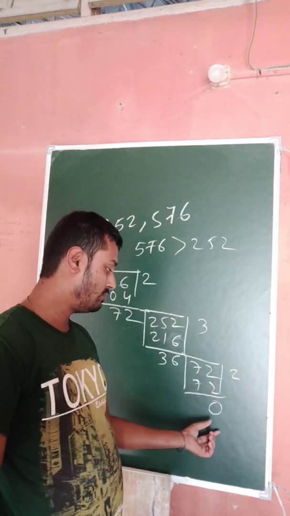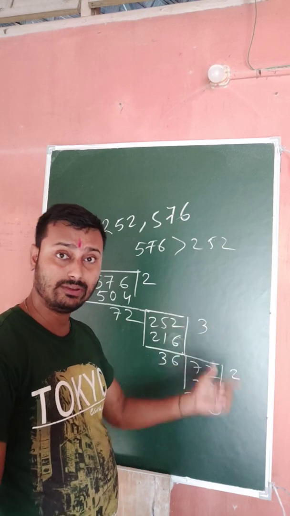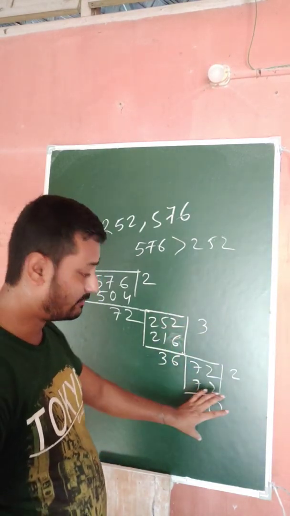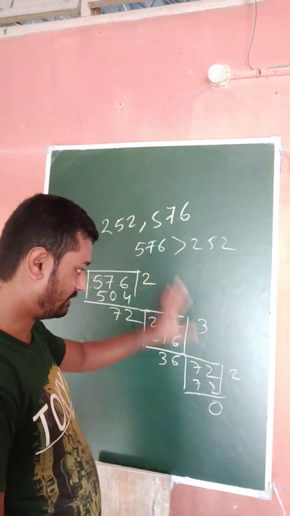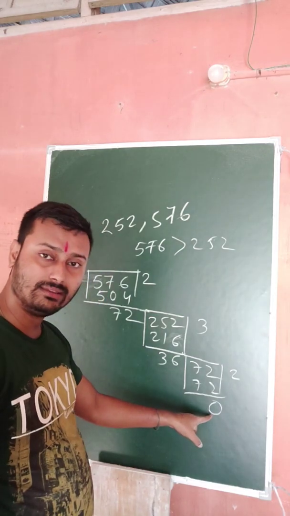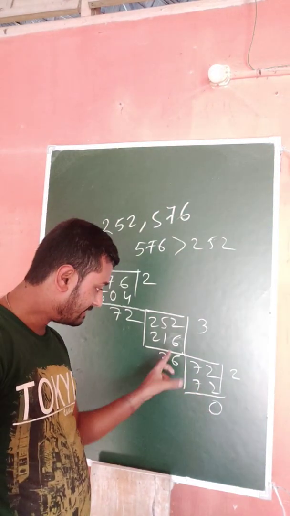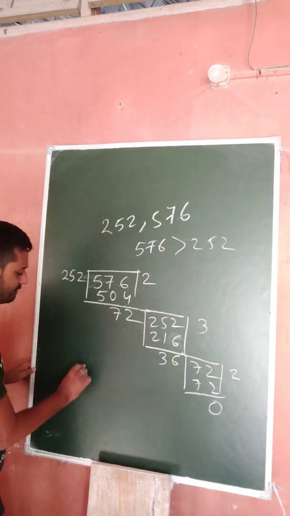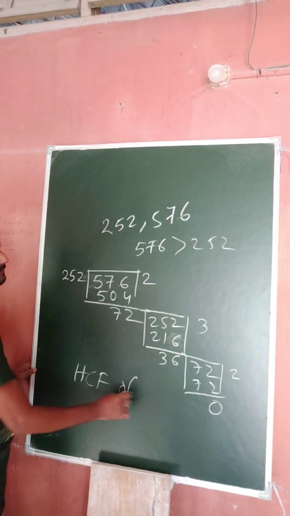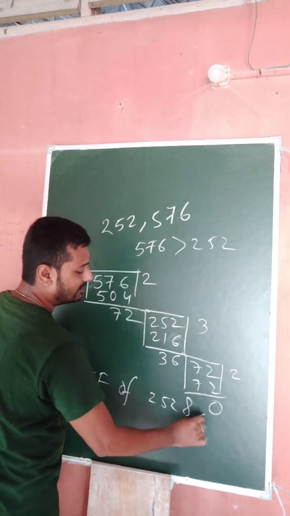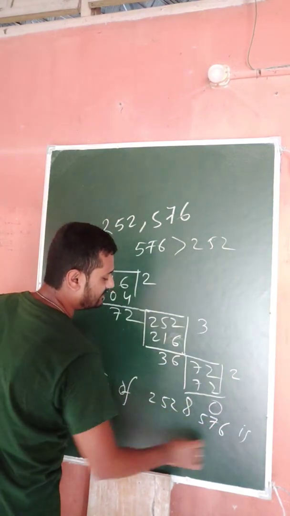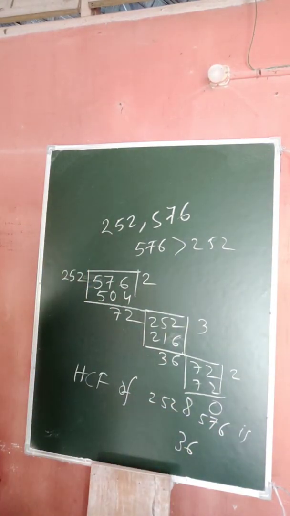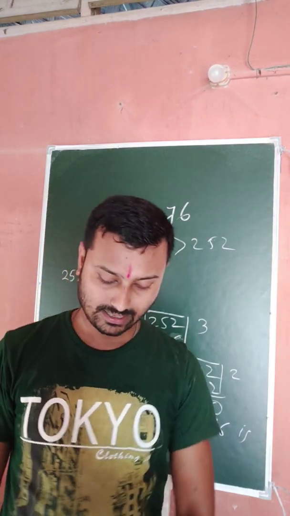Up to the step where you get remainder 0, you have to apply the method. In the step where you get remainder 0, you check which one is the divisor. 36 is the divisor. That means the HCF of 252 and 576 is 36. Clear? This one is the division method.